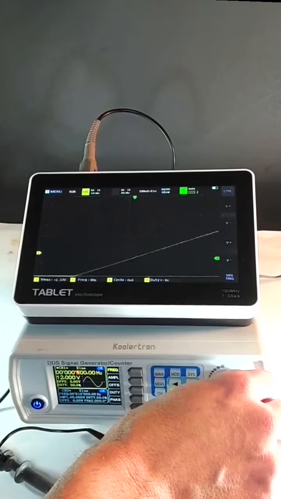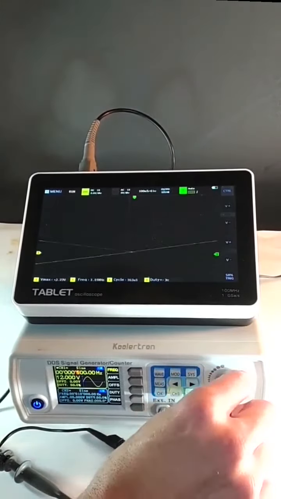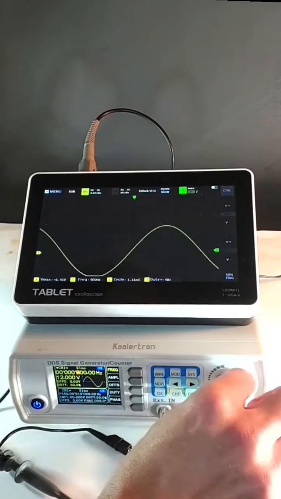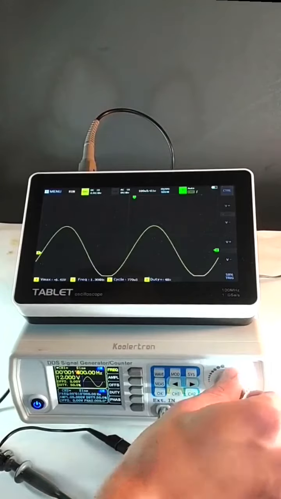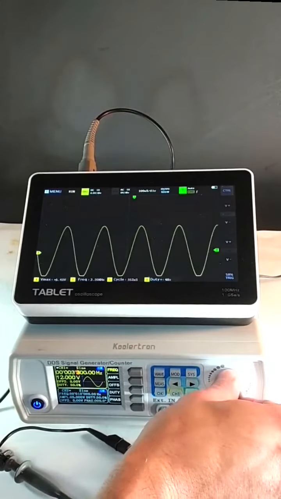This is a signal generator. It's connected to an oscilloscope. I'm going to change the frequency, and something awesome should happen. As I increase the frequency, look, a sine wave starts to appear. Wow, that's cool. Increase the frequency even more, and more.